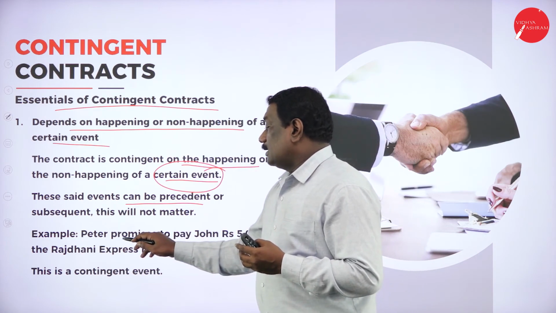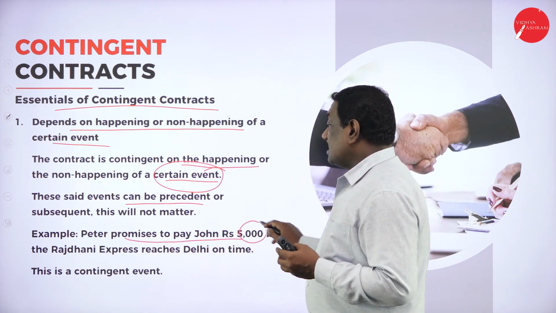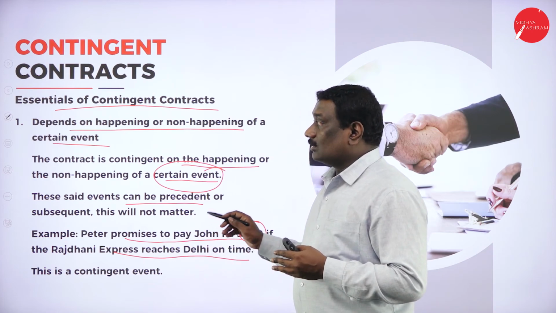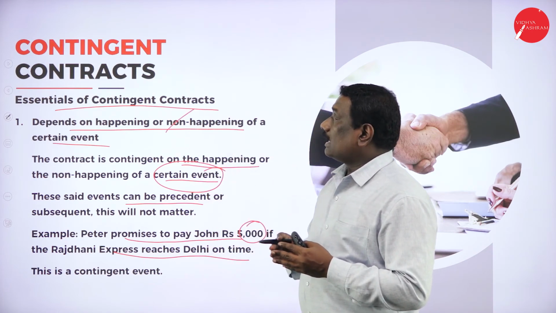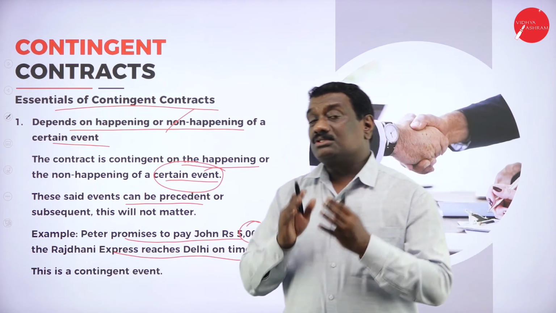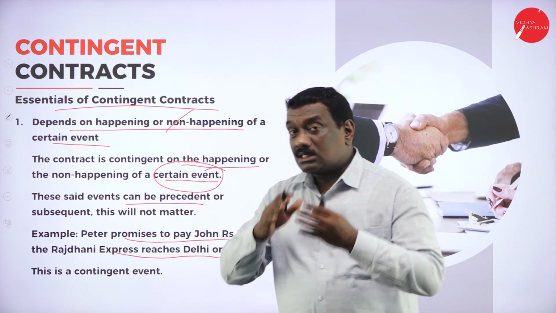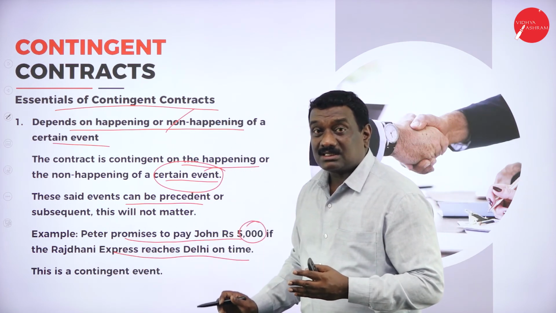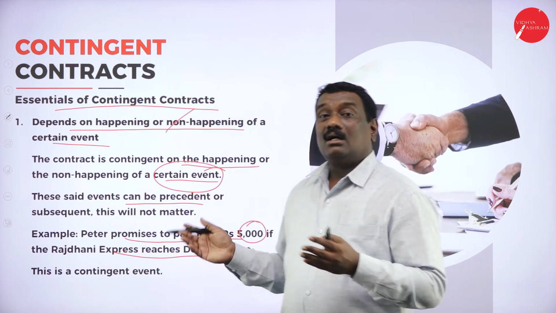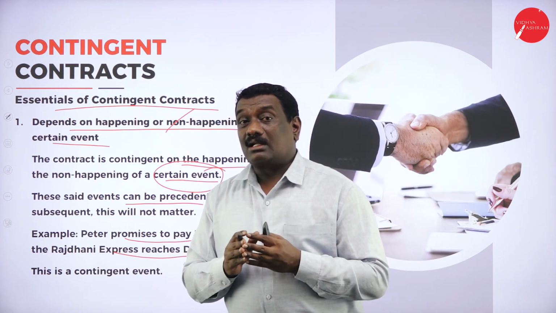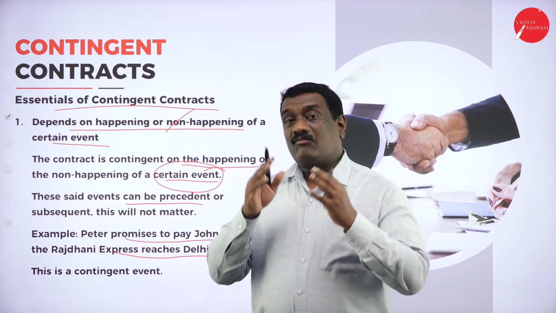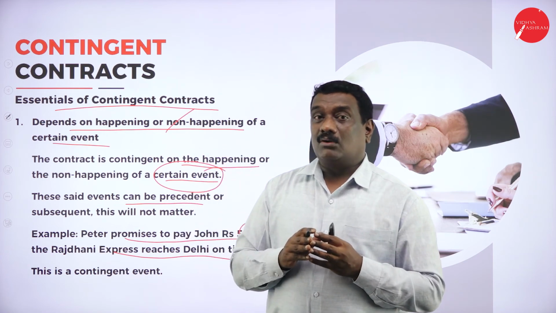As I told you in the example, Peter promises to pay John 5,000 rupees if Rajdhani Express reaches Delhi on time. Here you can see the best example for the first essential, that it depends upon the happening or non-happening of an event. Peter promises John that he will pay 5,000 rupees only on the happening of that event, that is, if the Rajdhani Express reaches Delhi on time. This is a contingent contract because an obligation is put on the promisor that only if that condition is fulfilled, will he pay the amount.